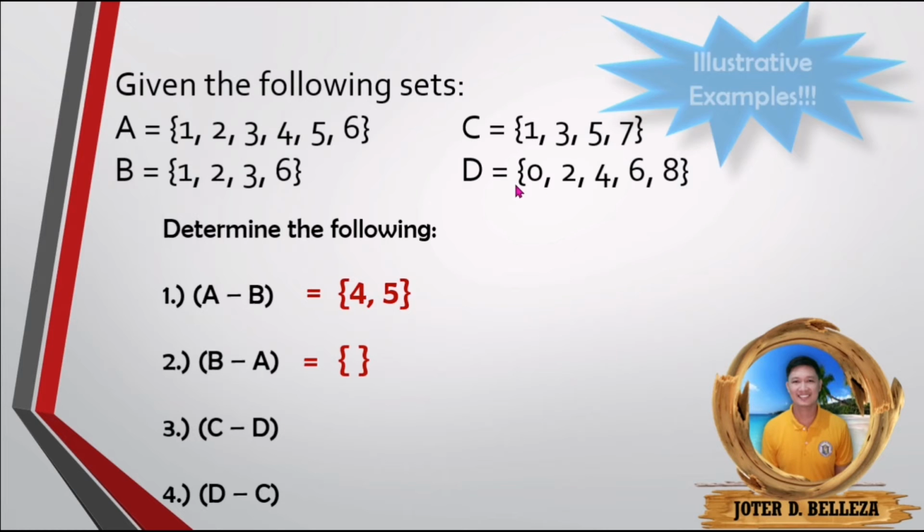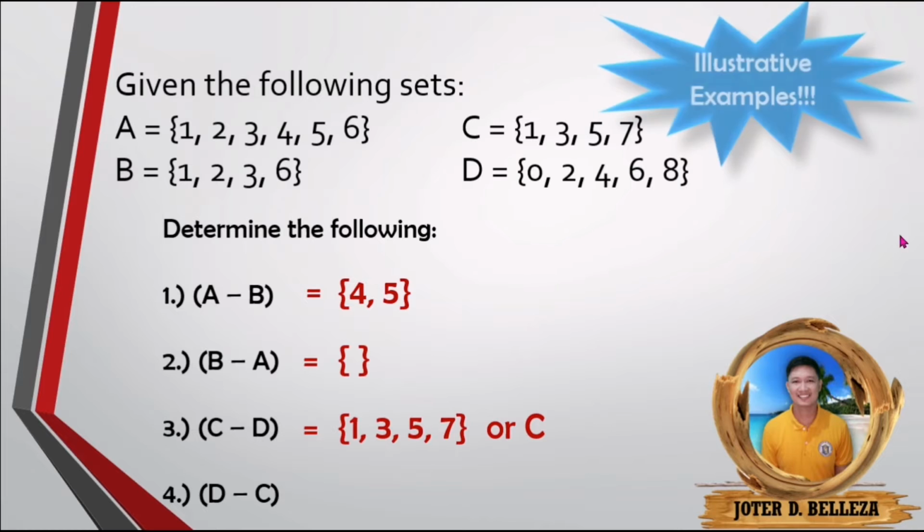Now, since there are no elements of D that are also found in set C, meaning to say that we have nothing to take away from set C. So it means to say that C minus D is a set containing all the elements of C, and those are 1, 3, 5, and 7, or simply writing C or set C.